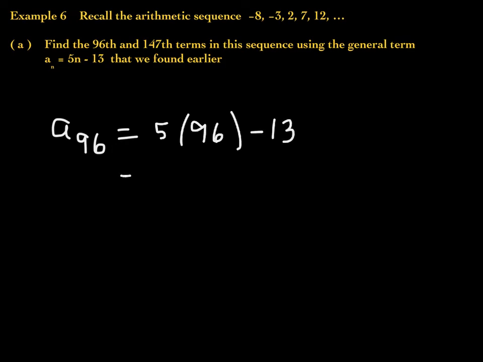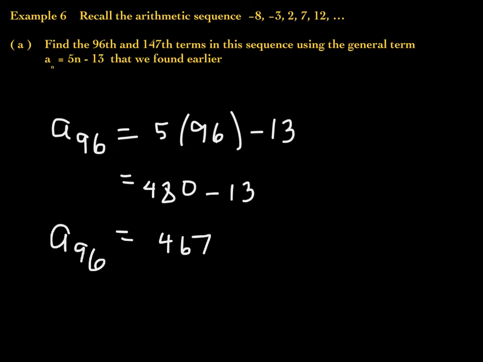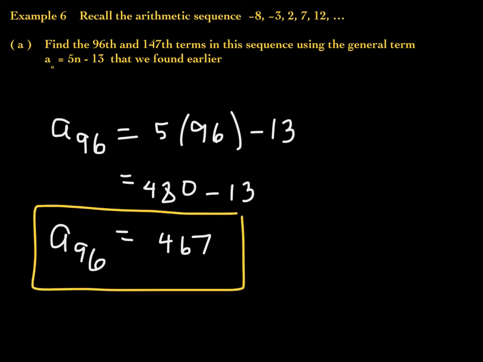So it'll be, let's see, 5 times 6 is 30, carry the 3. 45 plus 3, 48, so 480 minus 13. So then this is 467. 467 is the 96th term. I'm so thankful for the general term of an arithmetic sequence, because I don't have to list out all 96 terms in order to get this term.